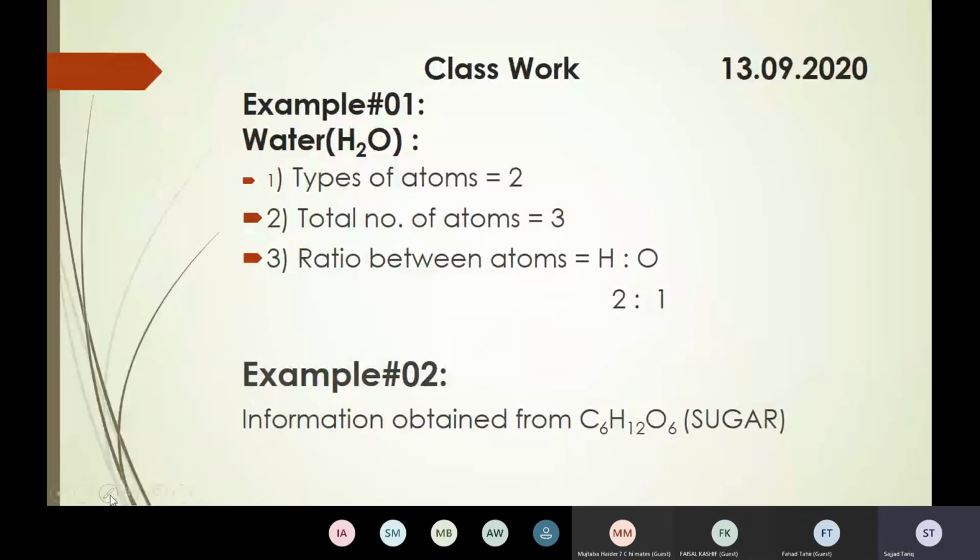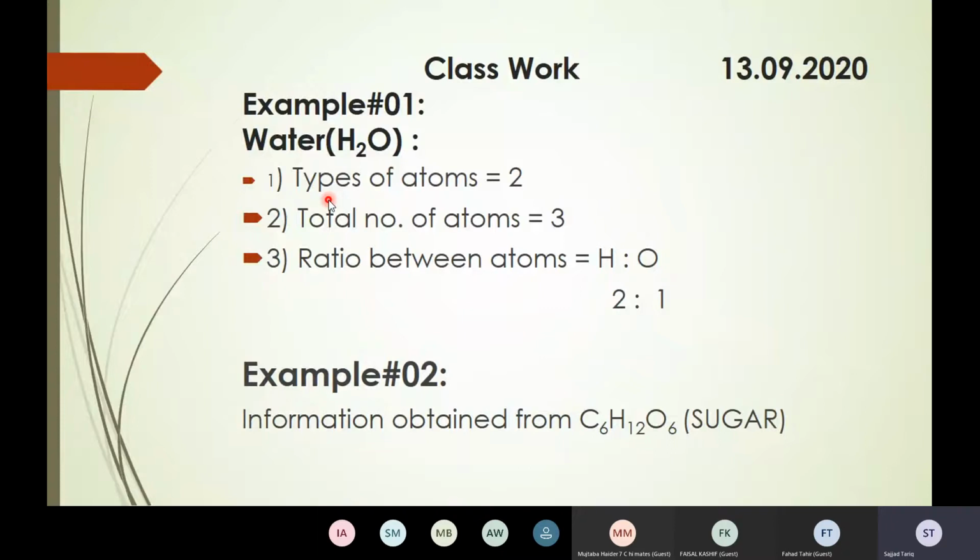Now let me annotate the lesson pointer. Now, information obtained from molecule. This is our topic today. Today's date is 13 September 2020. Sorry, 30 September 2020. Example 1, water.